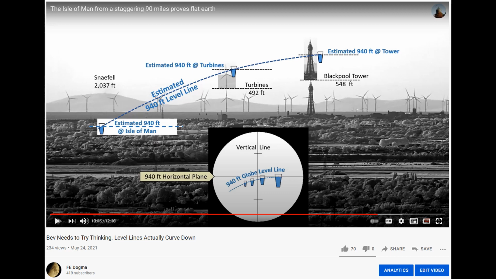Now in my last video, I used this photograph by Exploring the Plane to show that Bev from Try Thinking was wrong. Level lines actually curve down, supporting the globe model.